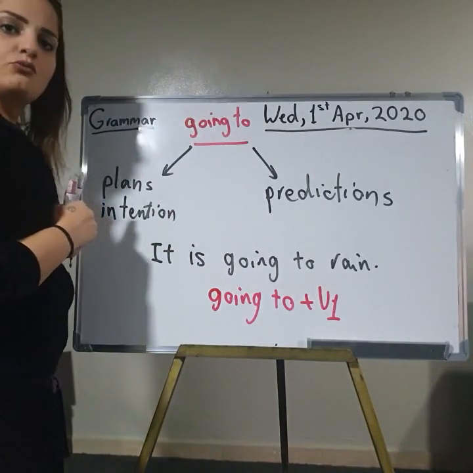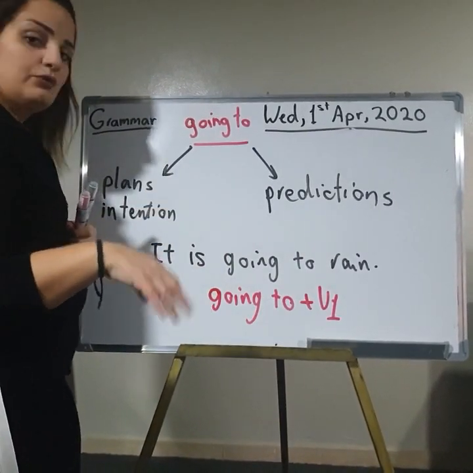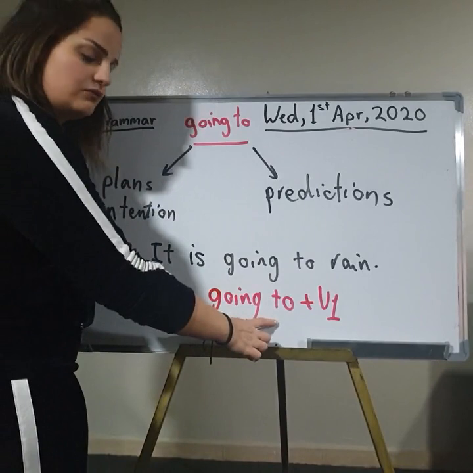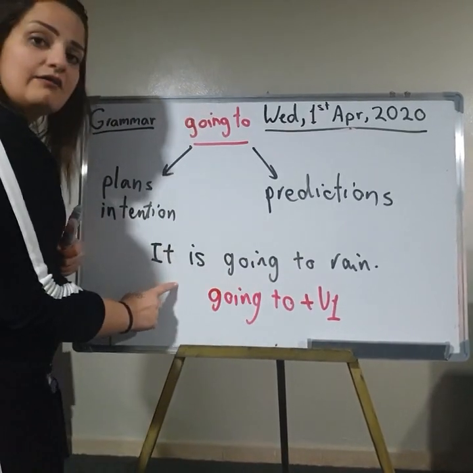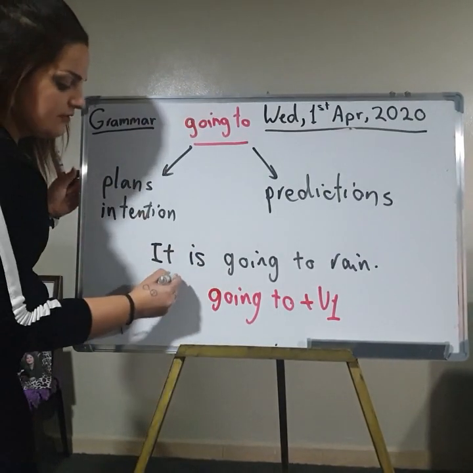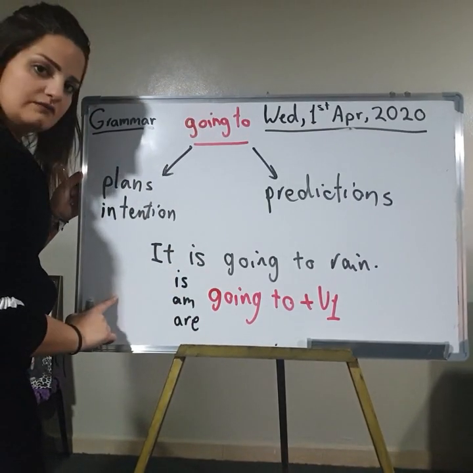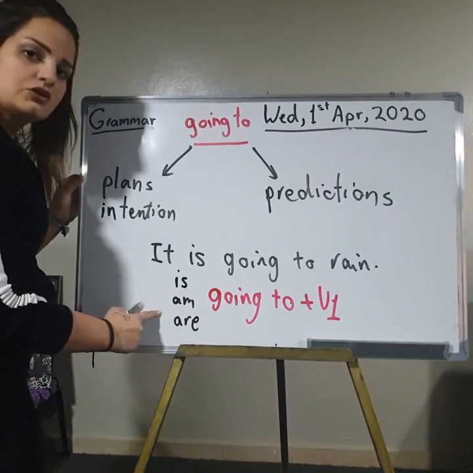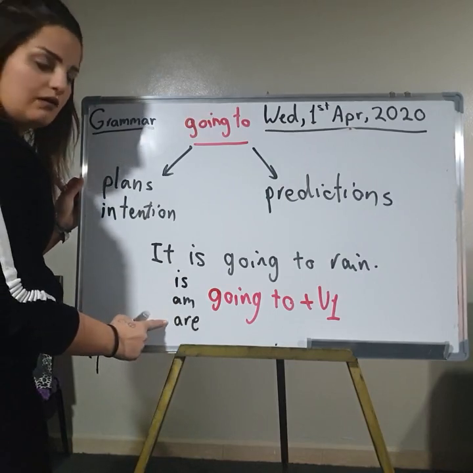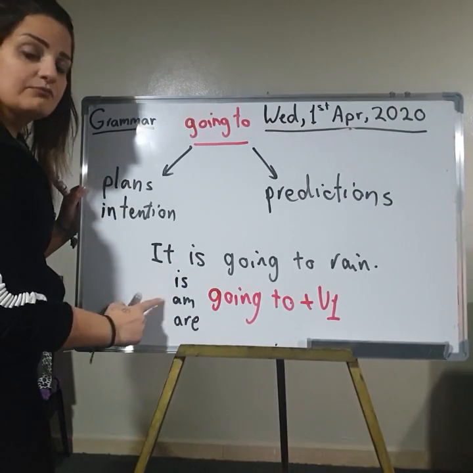But I want to remind you of something. You made lots of mistakes in the activities I corrected for you, in that you forgot to use the helping verbs. I told you, because I have going to and I have an ing here, I must use a helping verb before going to. So I must use is, or am, or are. You look at the subject, okay, and then according to the subject you use the helping verb. If it's singular you use is, if it's plural you use are, and if it's I you use am. So you must use a helping verb before going to.